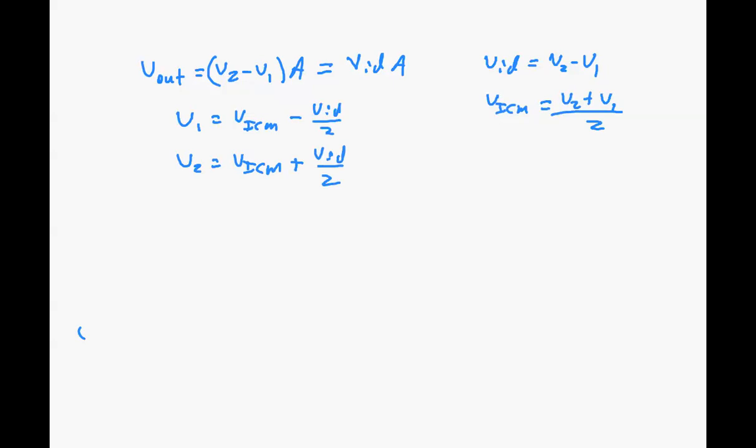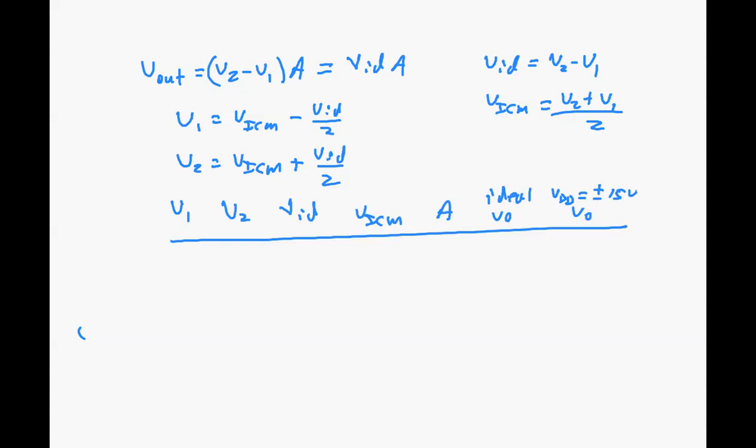So if we've got V1, V2, VID, VICM, again the ideal V out, and if we have VDD equals plus or minus 15 volts, the actual V out. So we could have some possibilities there.